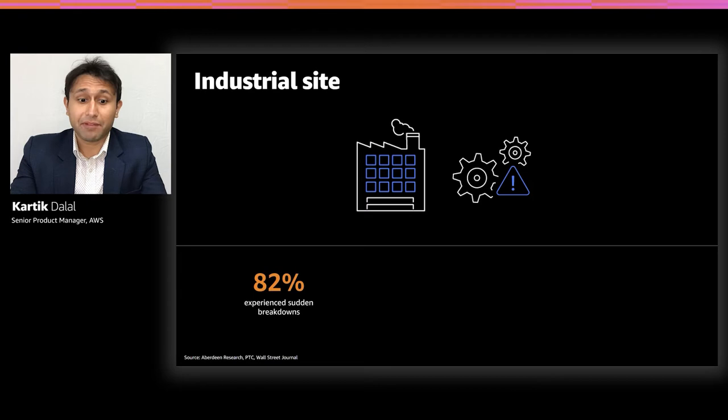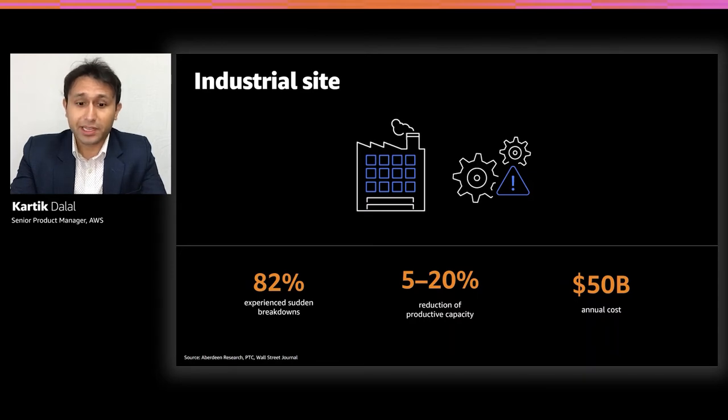82% of the companies have experienced sudden breakdowns in the past 3 years, resulting in anywhere between 5 and 20% reduction of production capacity and annual cost of $50 billion. Imagine if you had a technology solution that allows you to detect abnormal conditions in your machinery, enabling you to implement predictive maintenance, take proactive actions, and reduce unplanned downtime. I'm here to share with you about that.